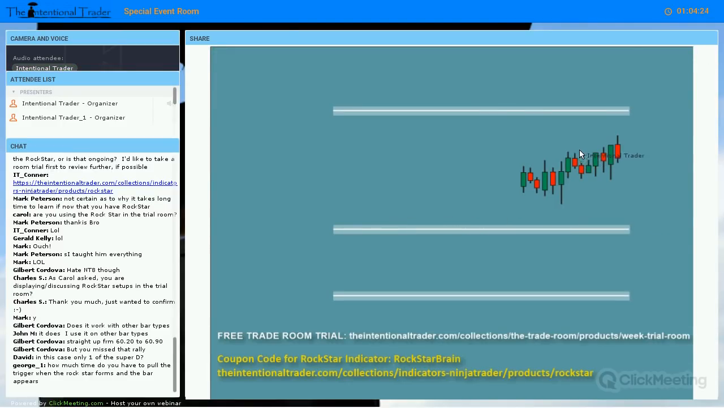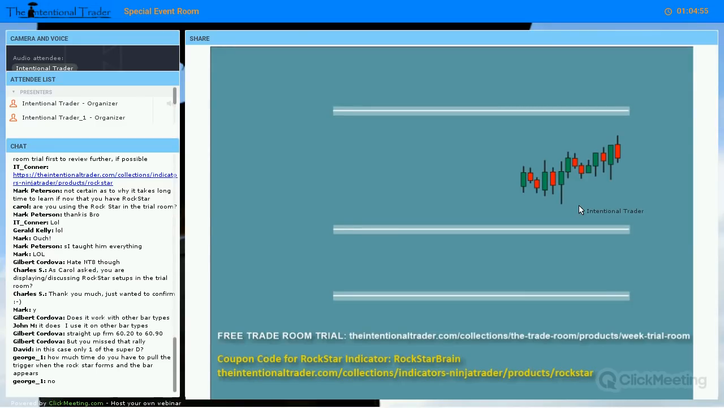All right. So if you saw a chart that looked like this, and you're sitting there trading, oh, sorry. How much time do you have to pull the trigger when the Rockstar forms and the bar appears? You need to be ready to do it, George. That's why practice is so important. That's why we have the fast forward program. You have the fast forward program, right? You have access to the fast forward. You don't? Connor, send George an email. Yeah, we can get you fixed up.